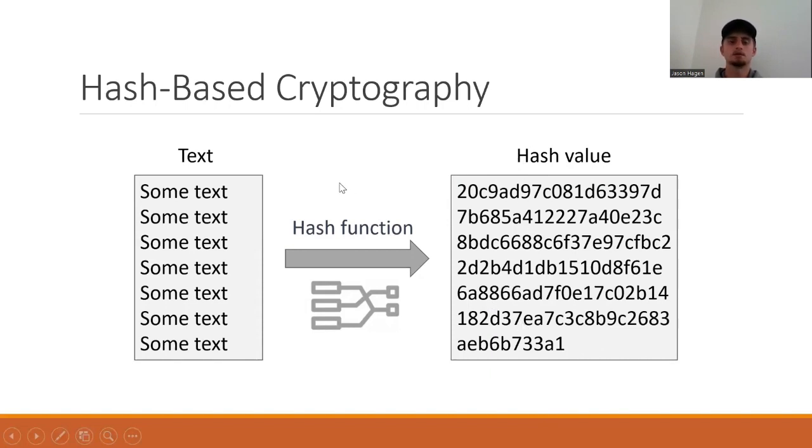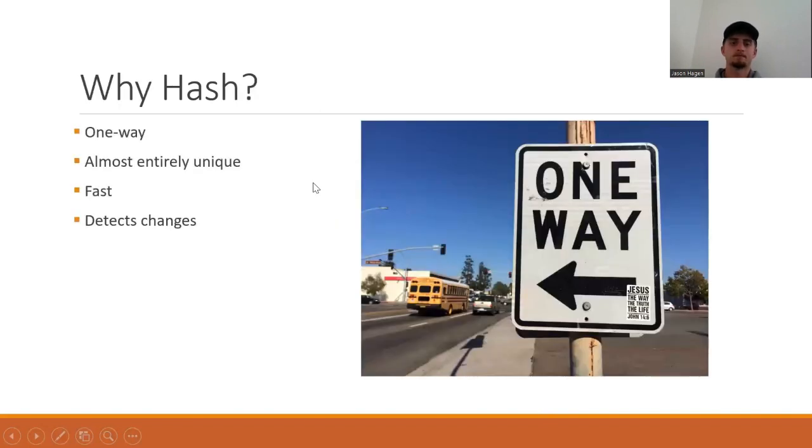And this is really useful because it doesn't encrypt the text, but it represents it in a very unique way. So why is hash important? The biggest reason is it's one way. It's almost impossible to break. You only have one way of going through it. The hash is not like some kind of code. It doesn't represent any of the text or the data.